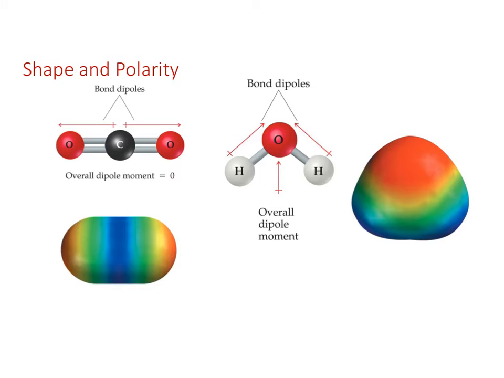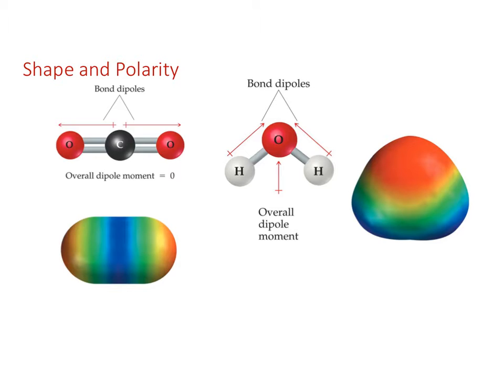So here's just two examples, carbon dioxide and water. Both carbon dioxide and water have polar bonds. Carbon to oxygen is a polar bond, and oxygen to hydrogen is a polar bond. However, they're not both polar molecules. And that's because of the geometry.